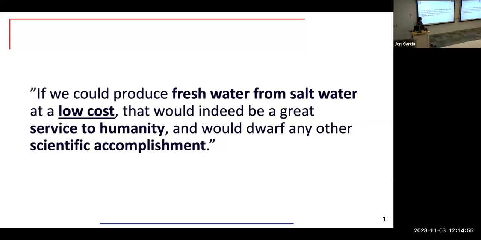Okay, so I like this quote, and I figured, why not break it up a little bit? Does anyone know who said this? If we could produce fresh water from salt water, at a low cost, that would indeed be a great service to humanity and would dwarf any other scientific accomplishment. I'll give you that, he was a president. Okay. Yes, thank you. Yeah, so yeah, it was John F. Kennedy, and we've done that.